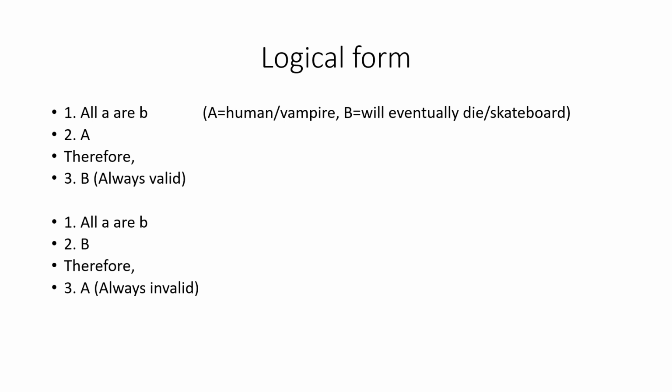All A are B, so you could say A represents being a human or being a vampire, and B representing being eventually dying or being a skateboard. And then premise 2 would be A, so that once again representing being human or being a vampire. And then therefore B representing the eventually dying or being a skateboard. So you can see that it doesn't really matter whatever you put in there. It's the logical structure that makes it valid. So this kind of logical structure here is always valid.